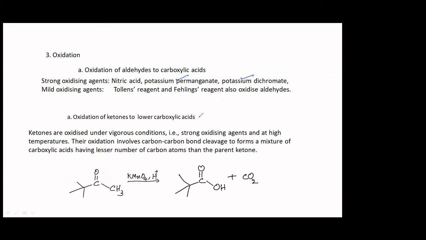Even if they undergo oxidation using strong oxidizing agents, the bond is going to break and you are going to get more than one carboxylic acid. And those carboxylic acids will have fewer carbons than the reactant. That is what is important. One such reaction is given here. So this is a ketone. This is a very strong oxidizing agent. Mild oxidizing agents, in fact, don't oxidize it. In fact, these are the distinguishing reactions between aldehydes and ketones.